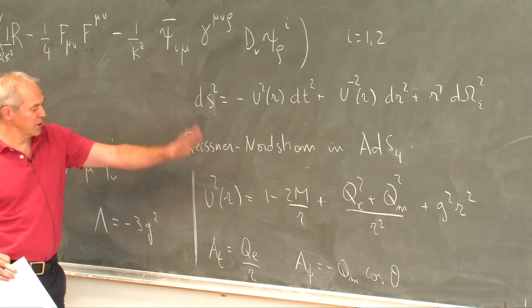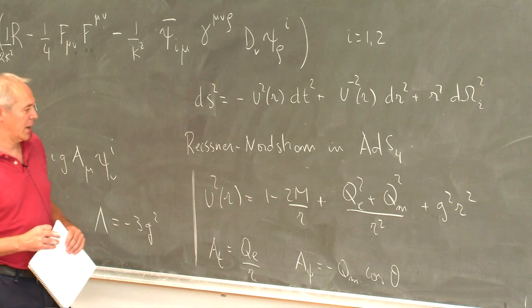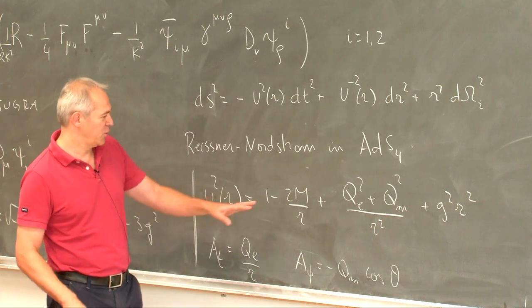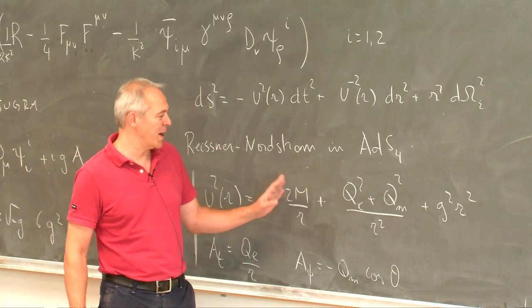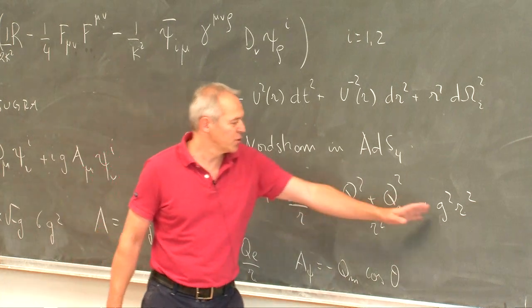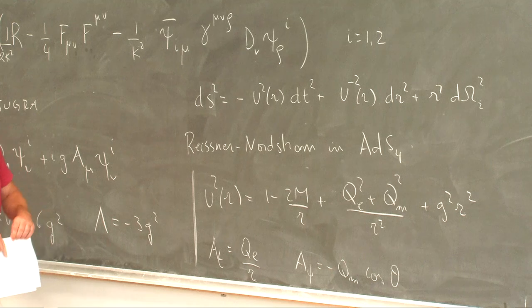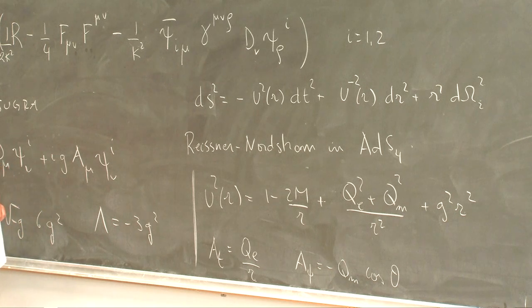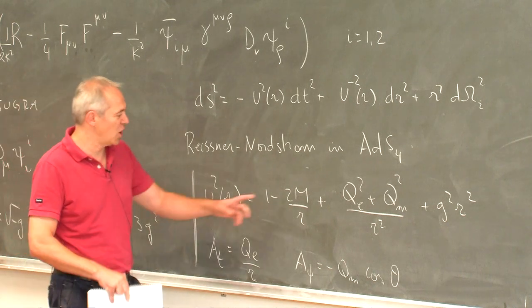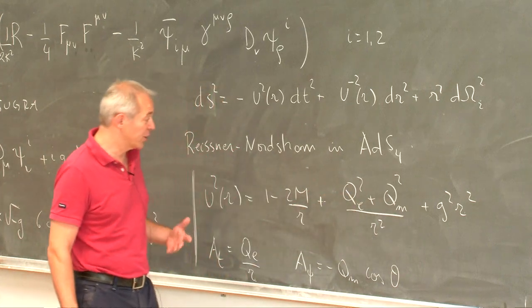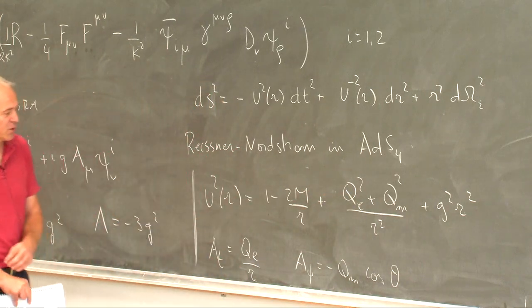So this is a solution to the equations of motion here. And you see, for instance, if you put all these charges to zero and the mass to zero, then it's just 1 plus g squared r squared. That's just anti-de Sitter space with nothing in it. And then you can put an object in anti-de Sitter space. You can give it mass and charge, m, q electric and q magnetic. And here are the expressions for the gauge field.